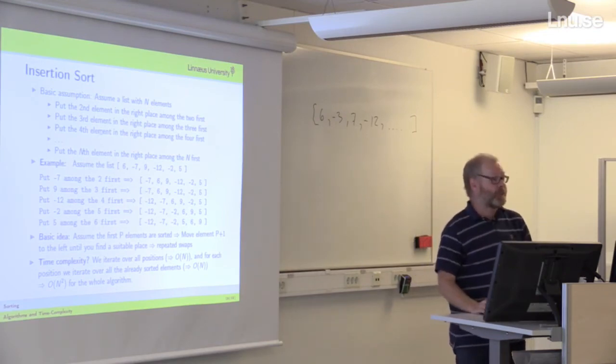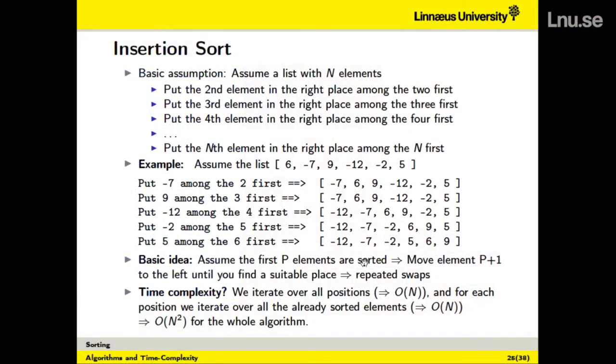Did you understand this algorithm? The basic idea is to assume the first p elements are sorted, then focus on the next one, p plus 1, and move it to the left until you find a suitable place for it. You repeat this, swapping it leftwards until you find an element which is smaller than your element, then you stop. What is the time complexity?